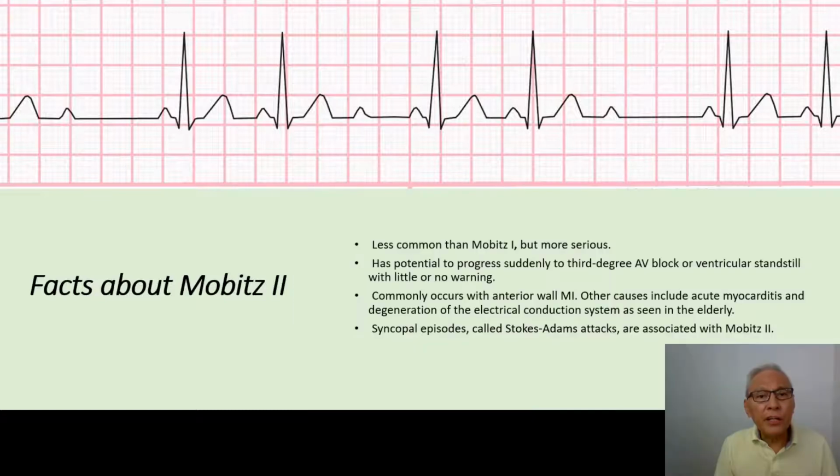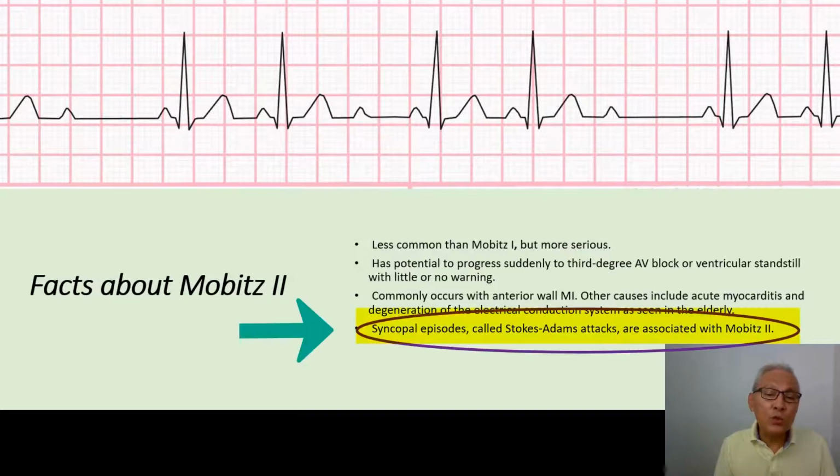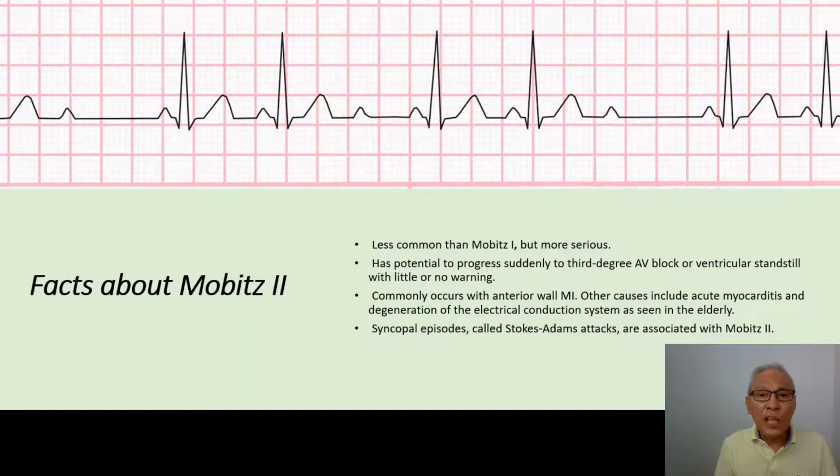In the event that the cardiac output is decreased because of the many P waves that are not being conducted to the ventricles, this might have the potential to cause a syncopal episode, and this is what is known as a Stokes-Adams attack. So let's take a look at the characteristics of a second-degree AV block as far as its electrocardiographic manifestation.